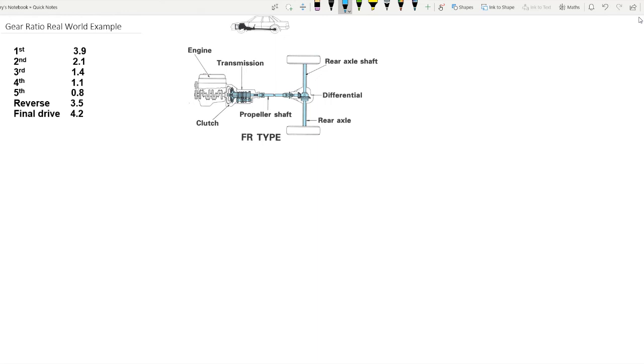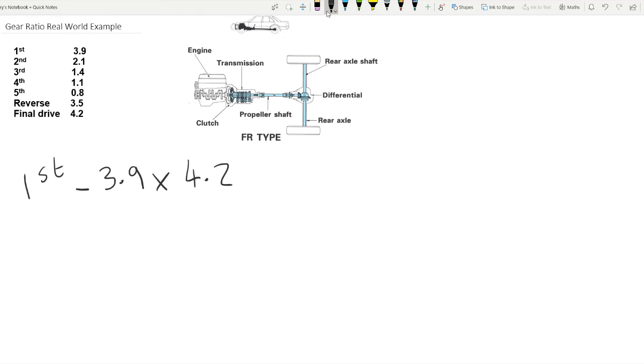Okay, so simply here I will put, let's change to black. So we'll have first gear, okay, and again we're going to multiply them. I'm going to treat this as a compound gear ratio. That is the differential ratio of 4.2 and the transmission ratio when the gear is selected. So it's simply going to be 3.9 multiplied by 4.2.